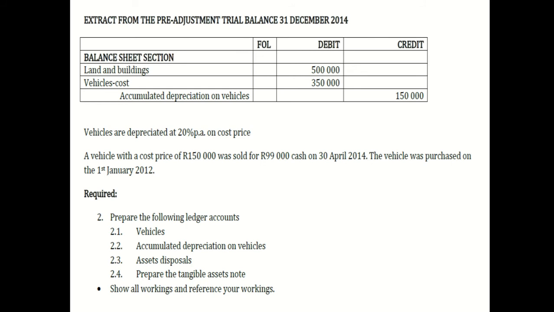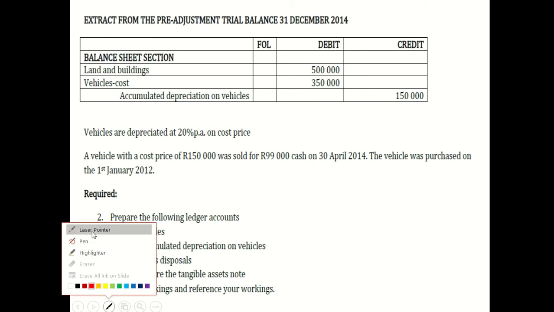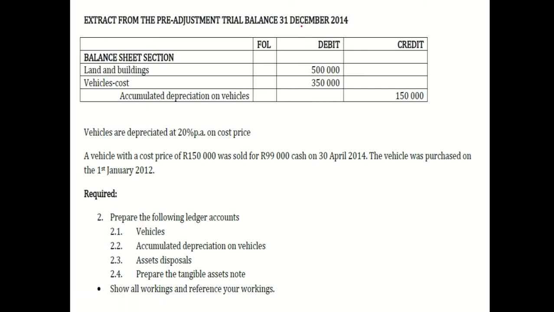I just want you to take note of a couple of things before we start. Firstly, guys, take note of the financial year. They told you that this is an extract from the pre-adjustment trial balance, but the balances are on that date, which is the 31st of December 2014. So that is the end of the financial year. You need to determine the beginning of the financial year. In this case, you can easily tell that the beginning of the financial year will be the 1st of January 2014.